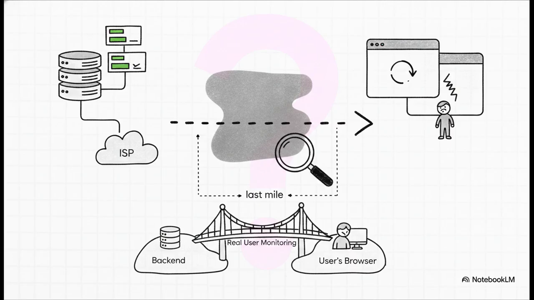How do you actually know if it's a regional ISP issue, a specific browser glitching out, or just a really heavy backend query? Relying on server-side guesses basically leaves you totally in the dark when it comes to that actual last mile, the user's browser. We need a way to bridge that gap.